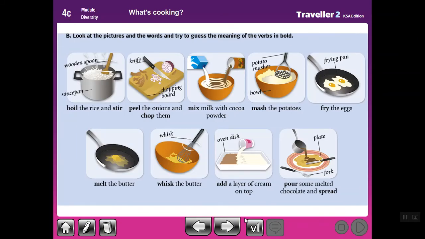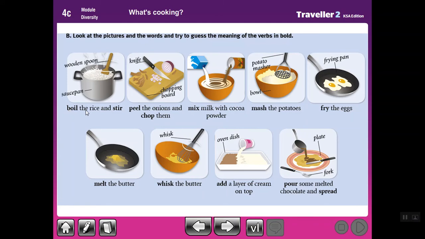Now, go to exercise B. Look at the pictures and the words and try to guess the meaning of the verbs involved. These are the verbs, okay? Peel, chop, mix, and so on. These are the verbs which relate to cooking.